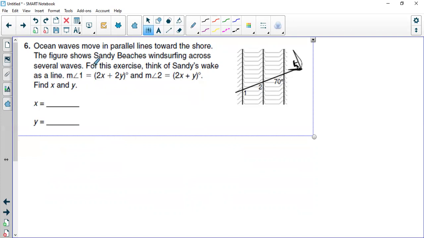So here the question says the figure shows Sandy the beach windsurfing across several waves. For this exercise, think of Sandy's wake as a line. So this is Sandy's wake, this one. Angle 1, that's this angle, is 2x plus 2y, and angle 2 is equal to 2x plus y. So this is 2x plus 2y and this is 2x plus y.